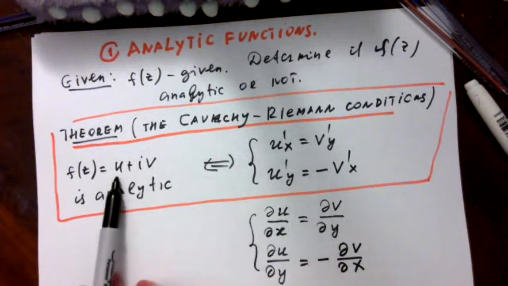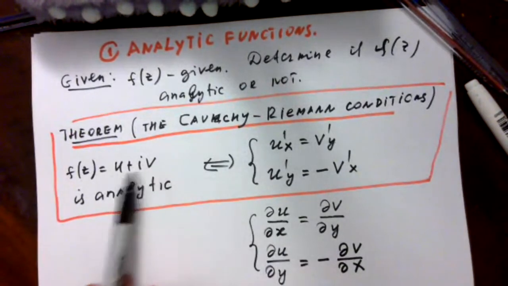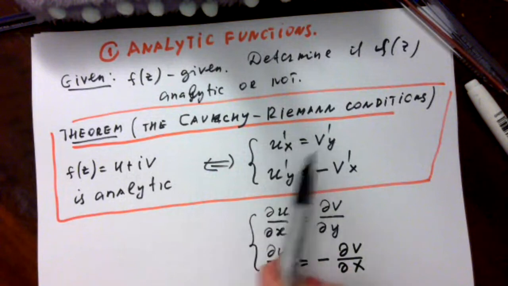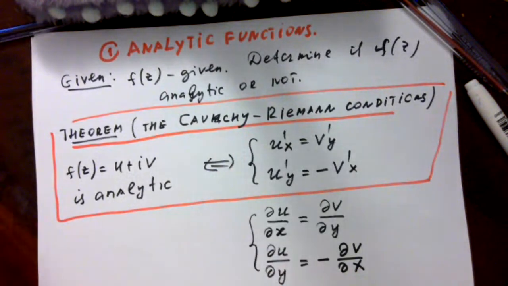So judging by this theorem, you need to find this u and v for your function as a first step, and then to find some partial derivatives, and check that these equalities are true. That's all you need to do.